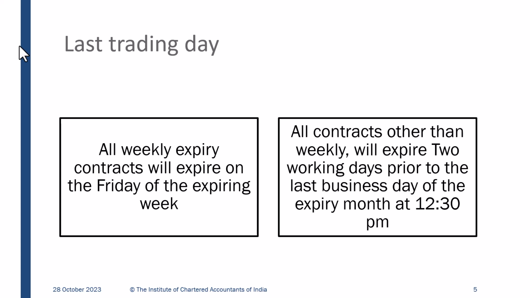What is the date today? 28th. So tomorrow this expiry day will be there for the currency market, and it will end at 12:30. If it is a monthly contract, it will expire 2 days prior to the last business day, and tomorrow happens to be Sunday. So maybe the expiry has already happened, that means on Friday.